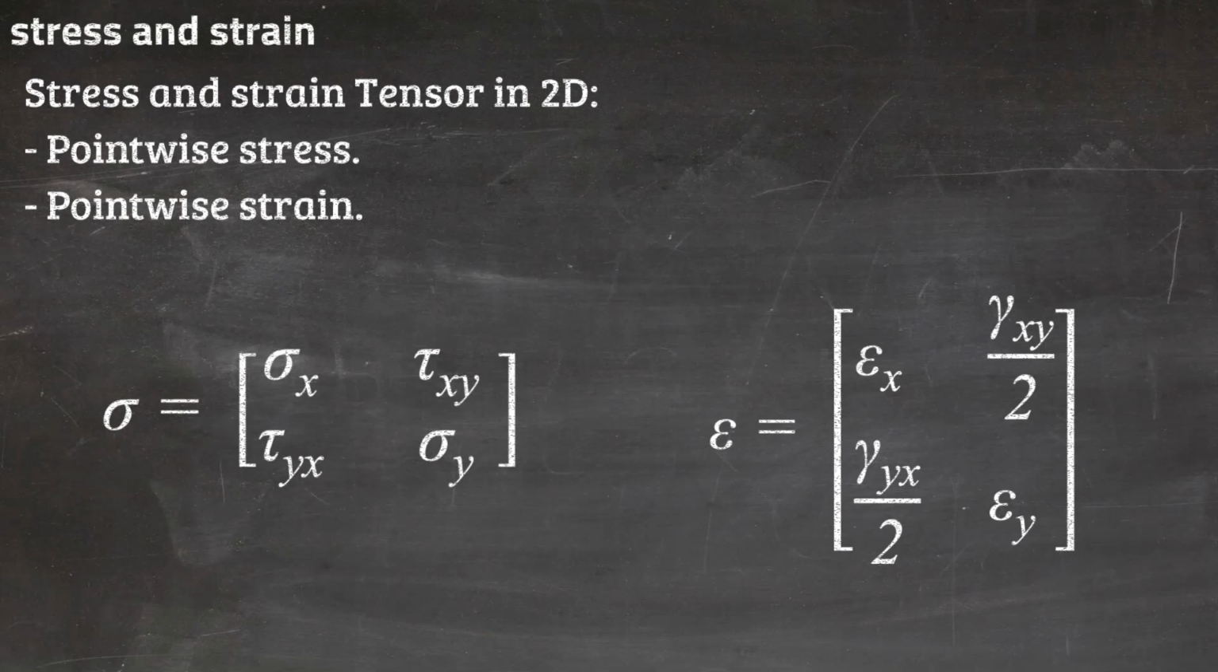Similarly, we can define a matrix that shows the strain as a tensor. Diagonal terms are the longitudinal strains and off-diagonal ones are the shear strains. For mathematical reasons, we divide the shear strain values by 2 in the matrix.